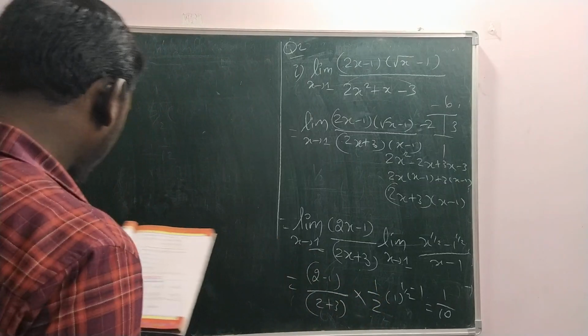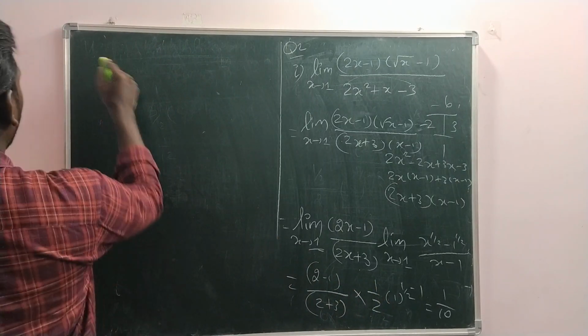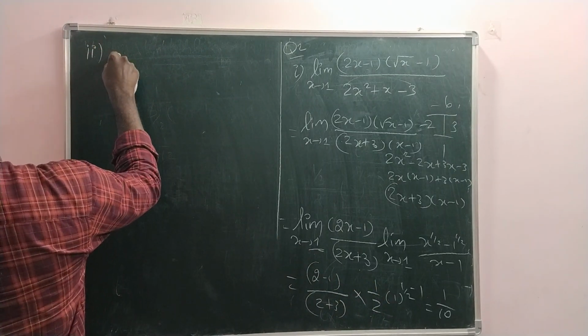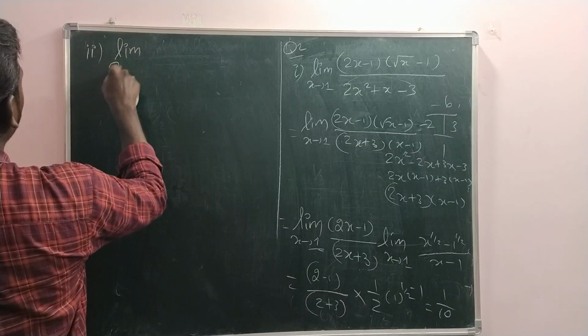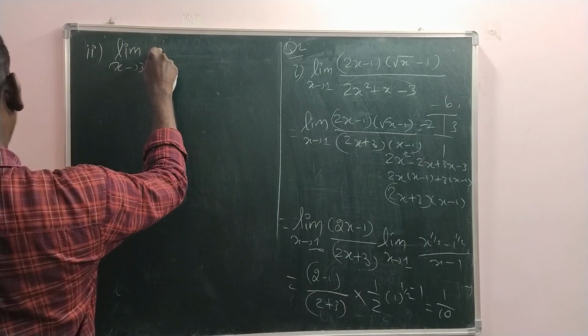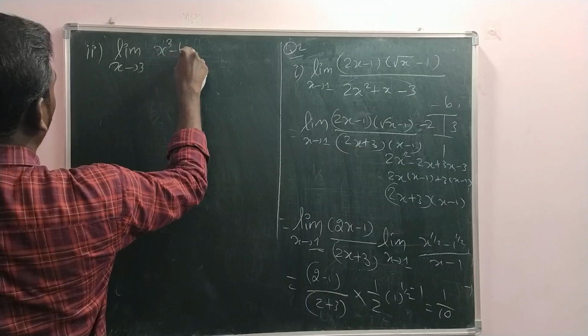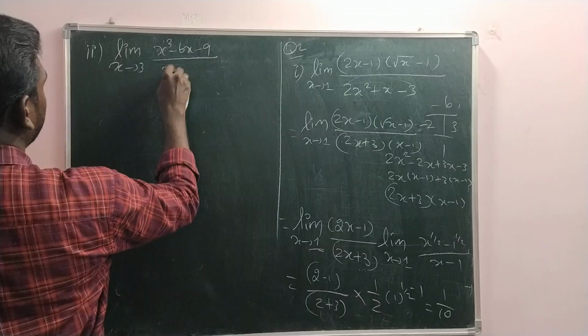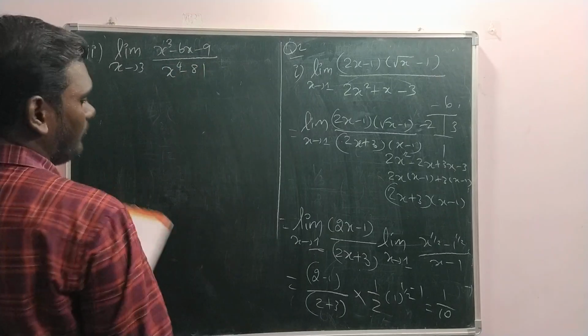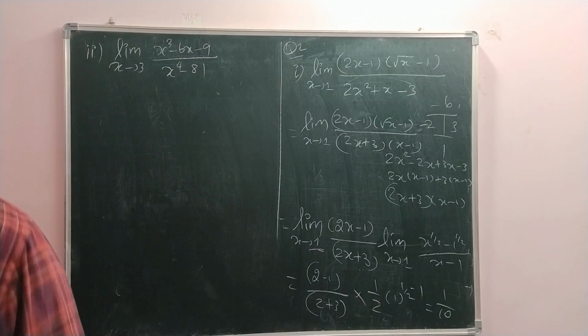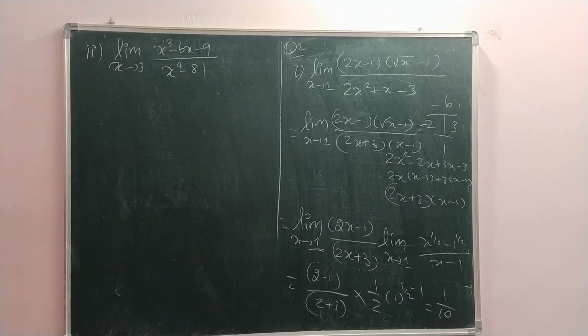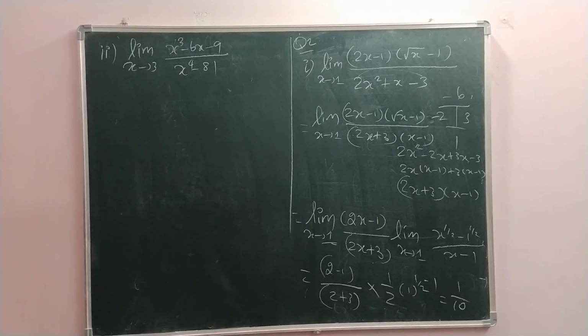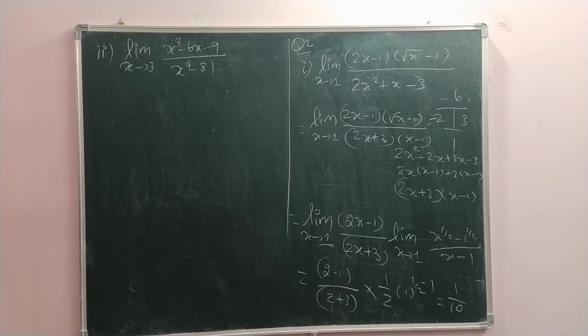Okay, now look into this one. Second subdivision. Limit x tends to 3, x cube minus 6x minus 9 by x power 4 minus 81. How to solve this?